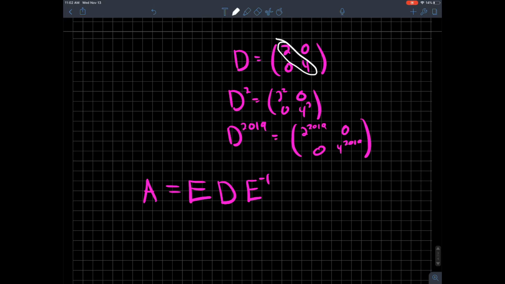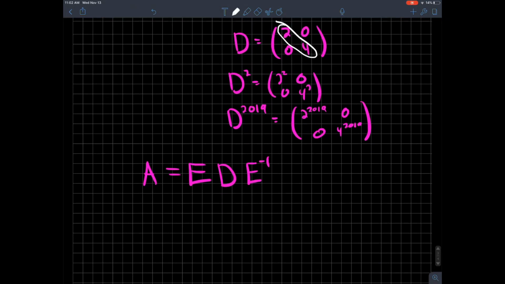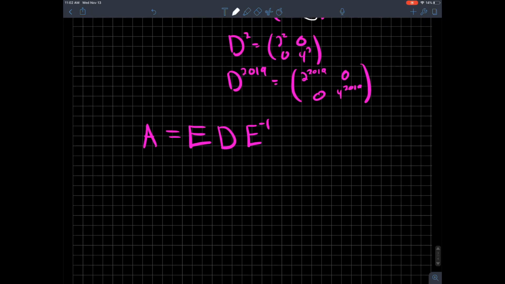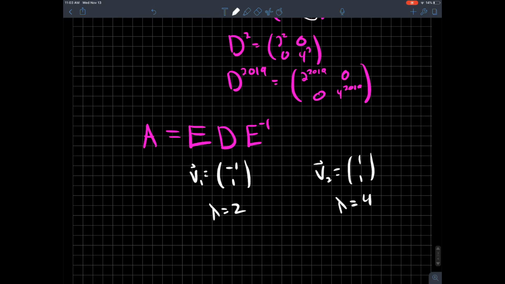And the way you want to find this decomposition is you want to look for its eigenvectors and eigenvalues. So we've done the work for you guys. So we're going to go ahead and call V1 = (-1, 1) and V2 = (1, 1). These are the eigenvectors corresponding to lambda equal to 2 and lambda equal to 4. So I'll call this one the first eigenvalue, and this is going to be the second one.